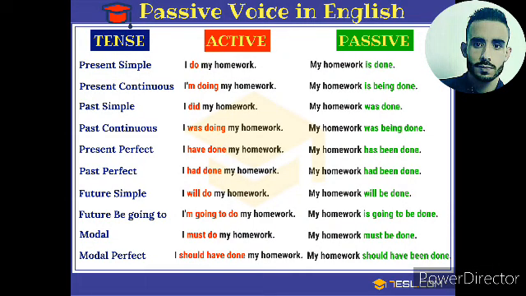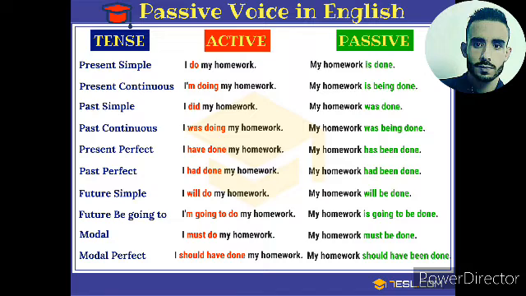Here are some other examples used in different tenses. So, for example, in the present simple, I do my homework. So my homework is done. Again, we just start with the object, that is my homework, plus the verb to be conjugated in the present simple, that is is, and the past participle of the verb to do, that is done. Present continuous: I'm doing my homework. My homework is being done. And the past simple: I did my homework. My homework was done. Past continuous: I was doing my homework. My homework was being done. Present perfect: I have done my homework. My homework has been done.